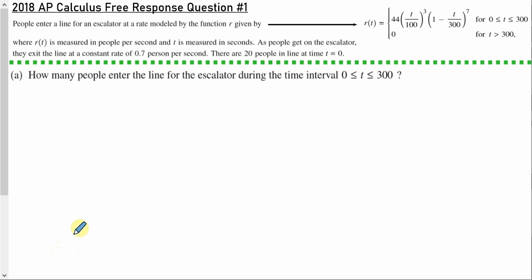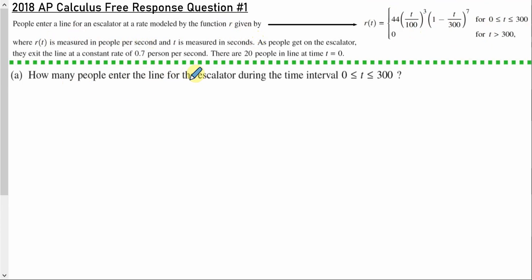So here we go. We are talking about entering a line for an escalator, and that is modeled by this rate function, which is a piecewise function. There's this equation from 0 to 300, and then after 300, nobody gets in line. We also know that people leave the escalator at a constant rate of 0.7 persons per second. And we know that when this whole thing started, there were 20 people in line. With all that information, let's go.